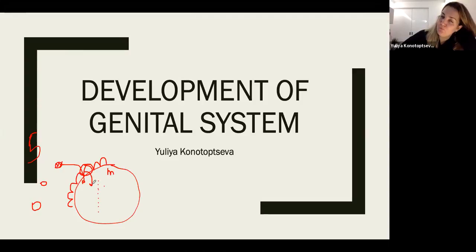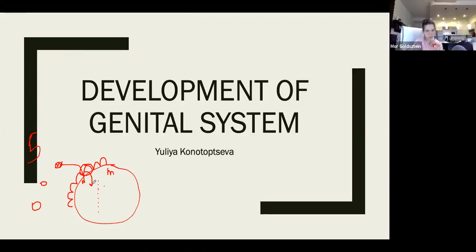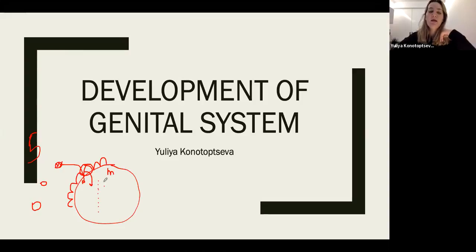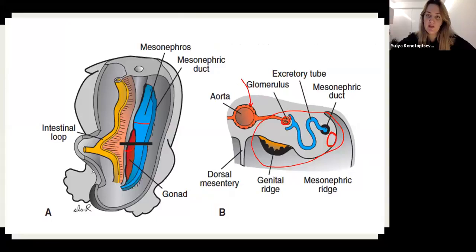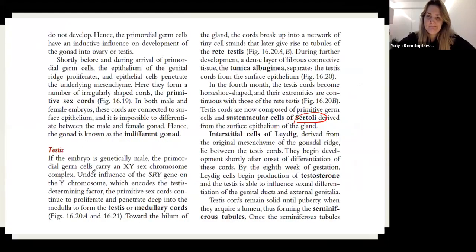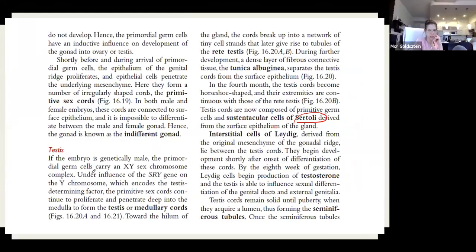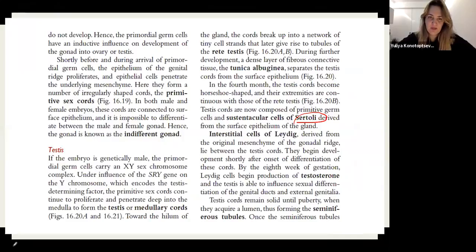Leydig cells, where do they come from? The mesenchyme. Yes, because think about it, we have used the sex cords, we have used the surface epithelium, so the only thing left to use is the mesenchyme. So Leydig cells will come from the mesenchyme. What do Leydig cells do? Testosterone. Testosterone production.